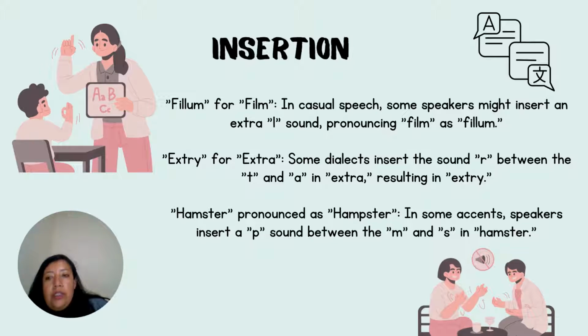Film. In casual speech, some speakers might insert an extra vowel, pronouncing film as filum. The next one is extra. Some dialects insert the sound R between the T and the A in extra. The next one is hamster. In some accents, speakers insert a P sound between the M and S in hamster.